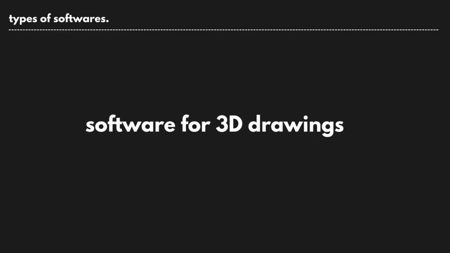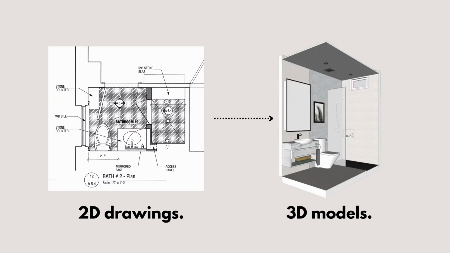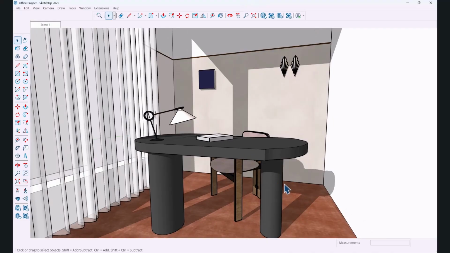Now, the next type of software that you need to be using is 3D software, which is a software that will allow you to turn those 2D drawings into 3D, so into a real model of a 3D space that you can actually walk around in and actually see how the space is going to come to life.